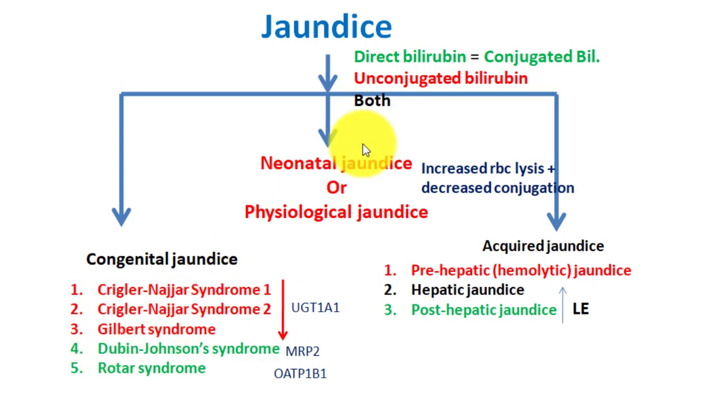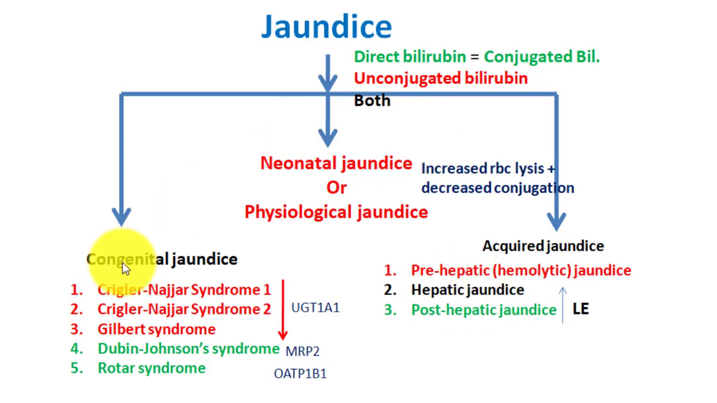Those jaundice which is associated with the isolated unconjugated bilirubinemia has been made red, as you can see here, and those which are associated with isolated conjugated hyperbilirubinemia, I have made them green, as you can see here, and those which is associated with both, I have made them black. So you can see only one black is there.